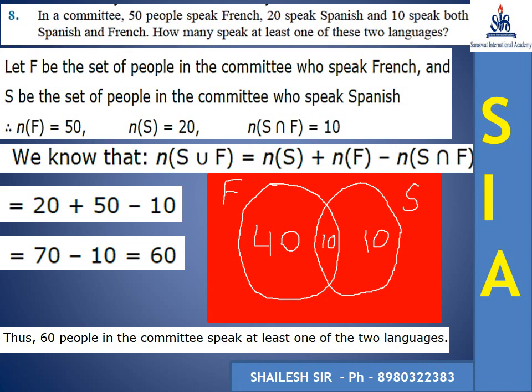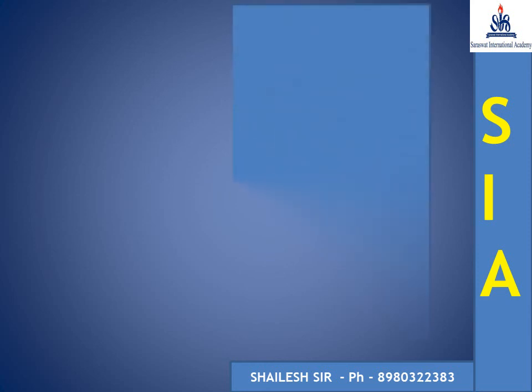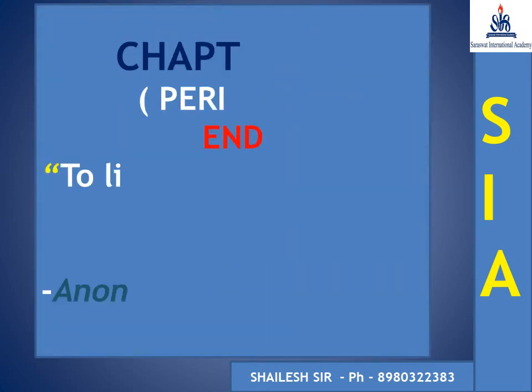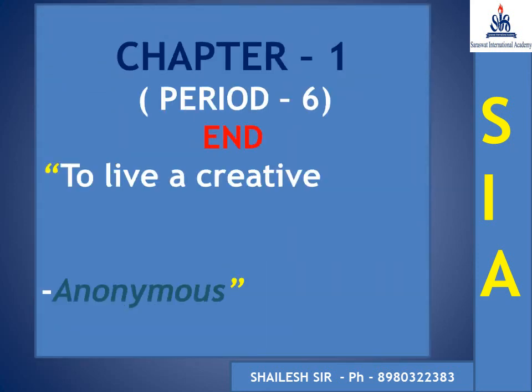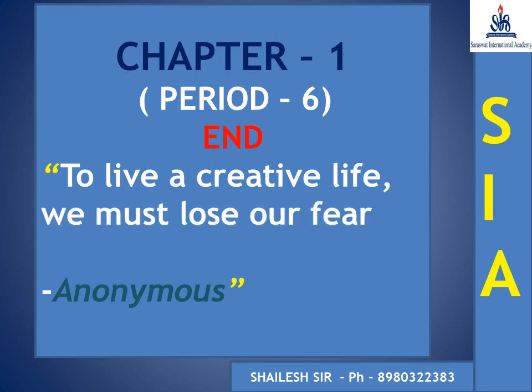Students, you can also directly verify by the Venn diagram. See in the Venn diagram, the red portion, 40 plus 10, becomes 60. Yes, happily done. Next one. Yes, students, this exercise is done for chapter 1, part 6. And I hope you easily understood.